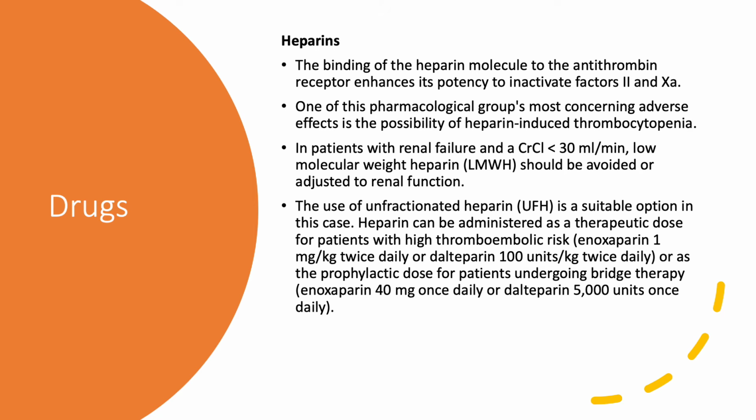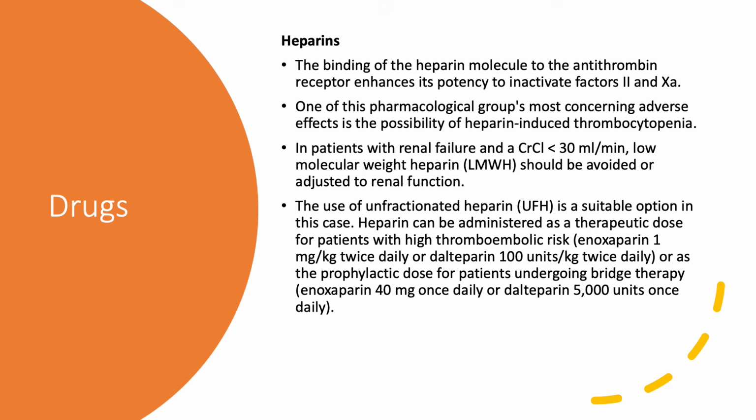Heparins: the heparin molecule binds to the antithrombin 3 receptor and hence its capacity to inactivate factor 7 and factor 10A. One of this pharmacological group's most concerning adverse effects is the possibility of heparin-induced thrombocytopenia. We call it HIT, usually causing the heparin to be useless in few patients. In patients with renal failure and creatinine clearance of less than 30 ml per minute, low molecular weight heparin should be avoided or adjusted according to the renal function. The use of unfractionated heparin is a suitable option in this case.